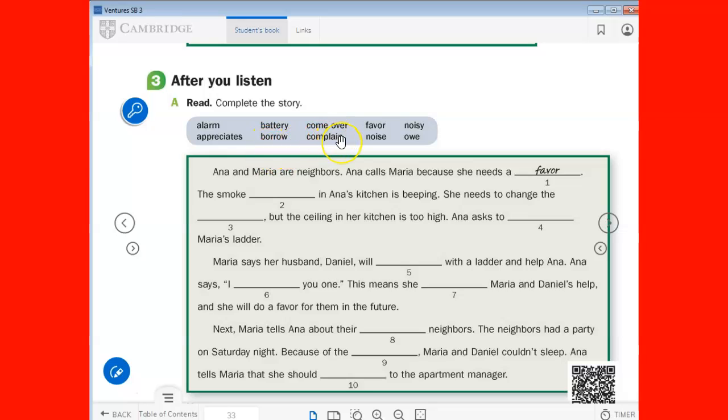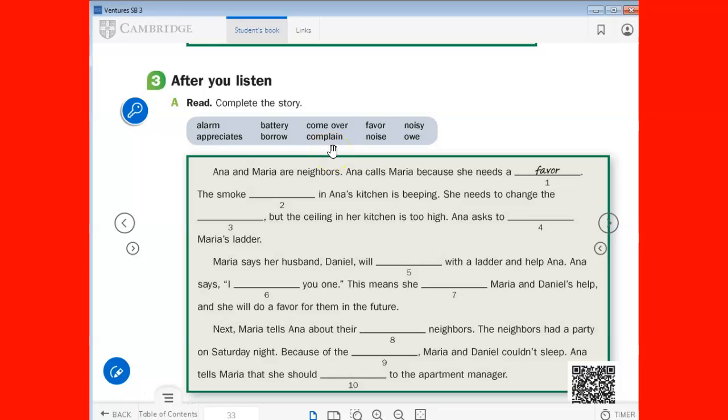Come over. Yeah, come over. Good. It means usually we say like, come over and help me, or come over and play a game. Come to my house.